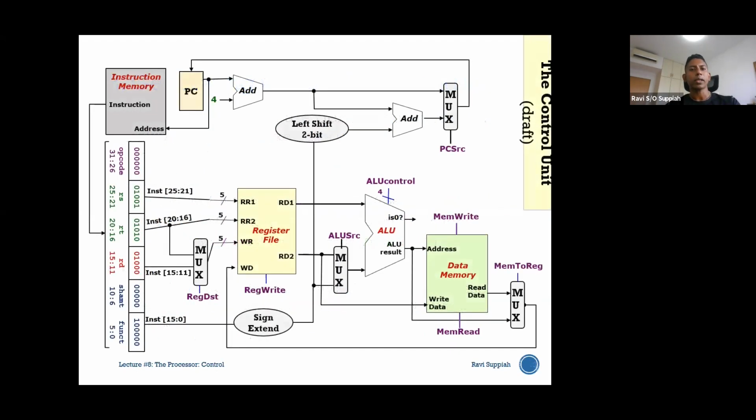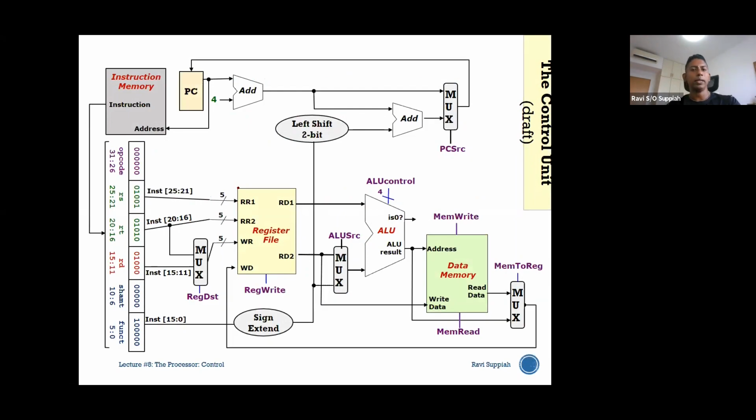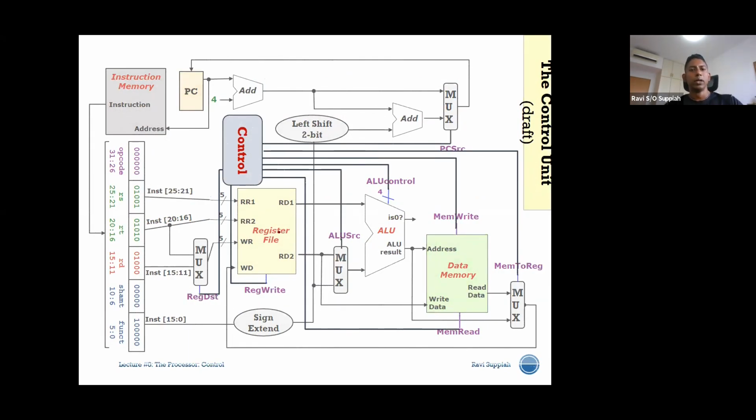Let me come to the next slide here. For the control block, all the while we were dealing with this particular design. Now we are introducing the control block inside. What does this control block do? It is in charge of generating all these signals for me: the register read, register write, ALU source, and so on. All these control signals that you see are generated by this new hardware block, which we call the control block.